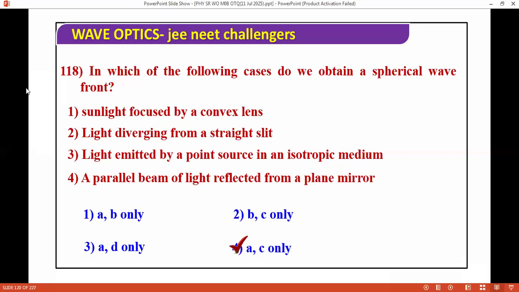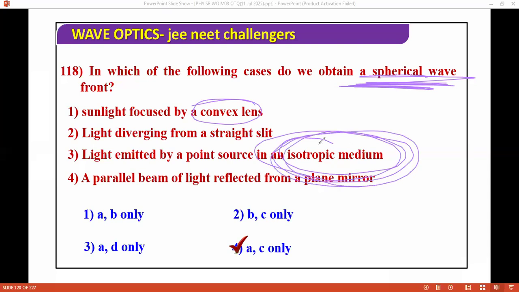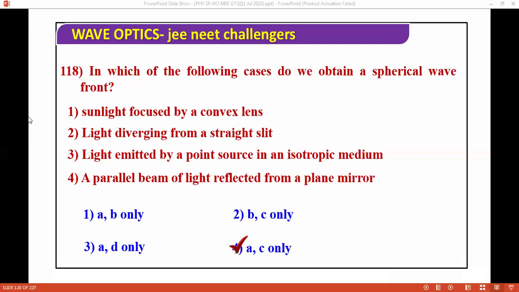We are talking about spherical waves. With a convex lens we get a spherical wave, as well as from a point source in an isotropic medium. So next one, I'm moving ahead.